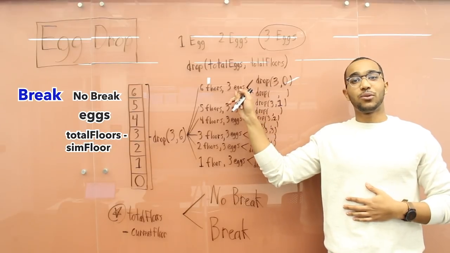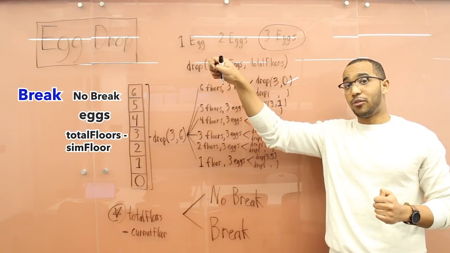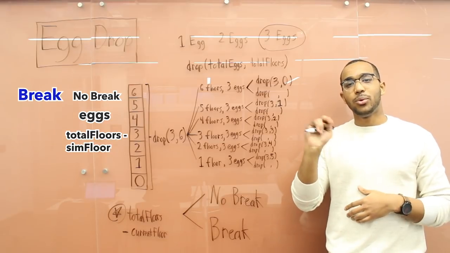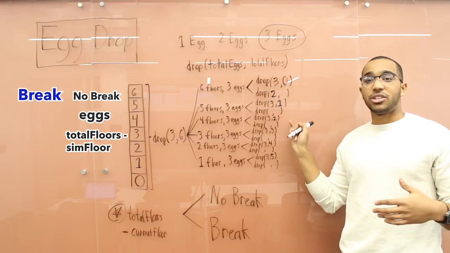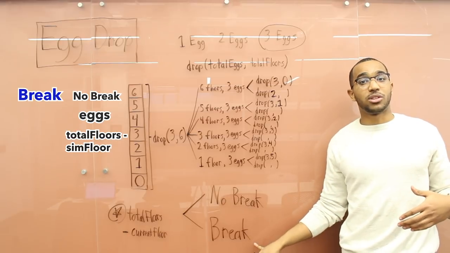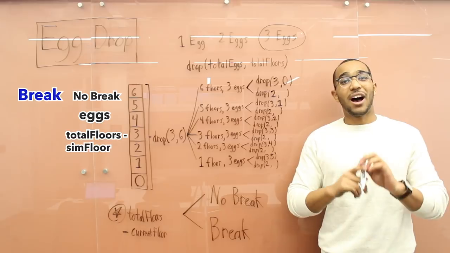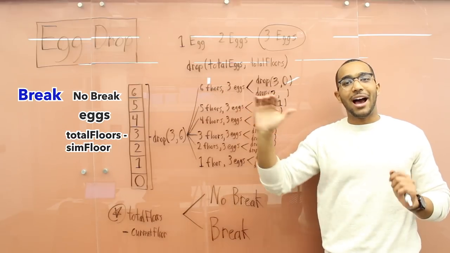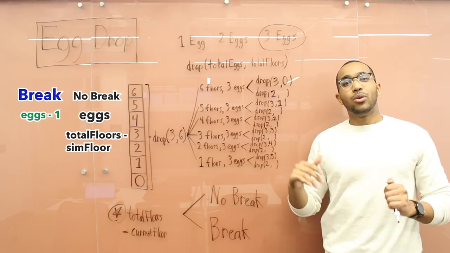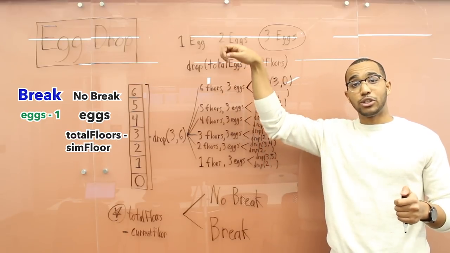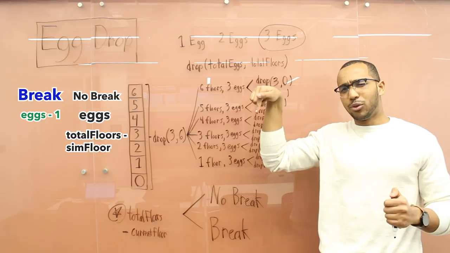So if I have 6 floors and 3 eggs, I drop it from floor 6. How many eggs do I have left? I have 2 eggs. And then let's fill it out for all these other subproblems that branch towards the break. Okay, so now we see that this is 2, and if I drop an egg and it breaks, I lose an egg. And which way do I go? I don't go upwards because my egg is going to keep breaking if I drop upward. I move 1 floor down.